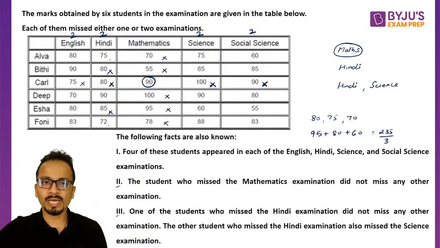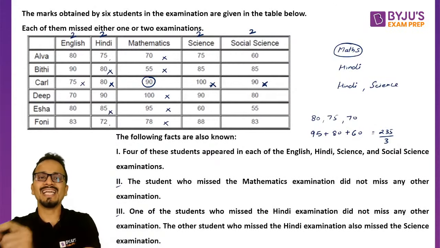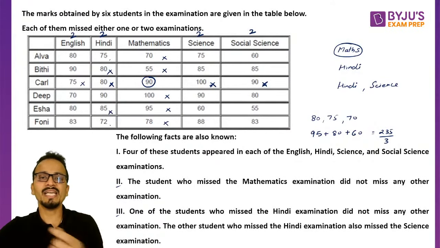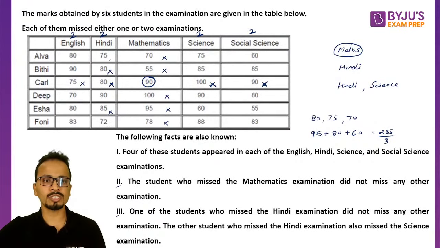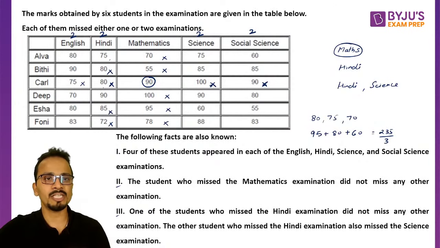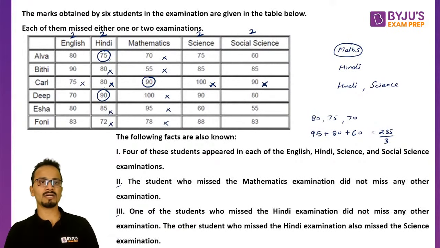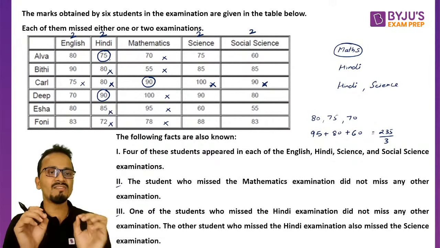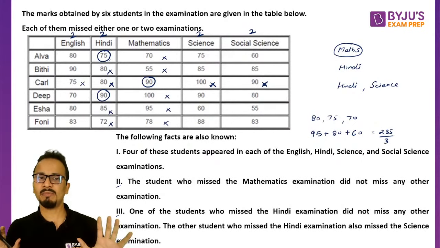Phony has 72. The top three scores are 88, 83 and 83. 72 is less than that. So Phony can also not miss Hindi examination. So I have only two people left and two people are missing Hindi examination. So I will mark this. Alva and Deep will miss Hindi examination.